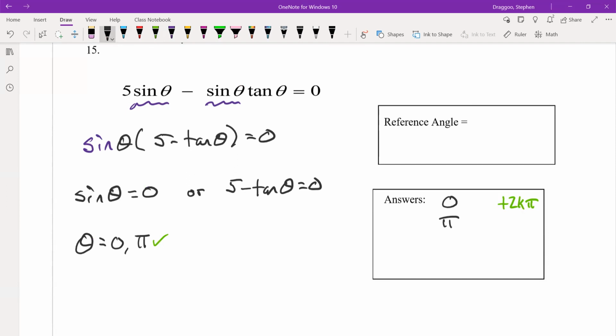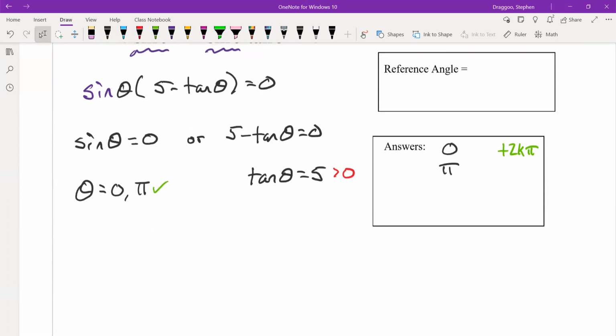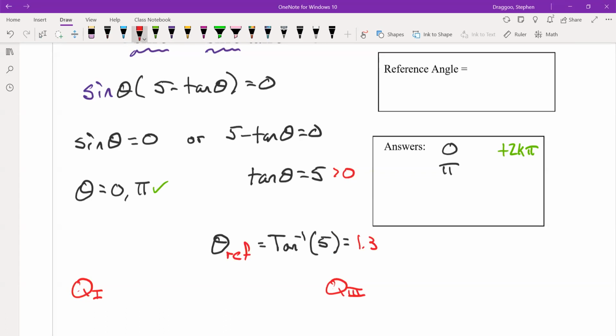Onto the right side, 5 minus tangent of theta is equal to 0. It means that tangent of theta must be equal to 5, with 5 being a positive number. So the two quadrants I'm going to want to look in are 1 and 3, since those are the two quadrants where tangent is positive. So I should get a reference angle: theta ref is equal to the arctangent, or tangent inverse, of 5. Which if I plug that into a calculator, I get 1.3734.